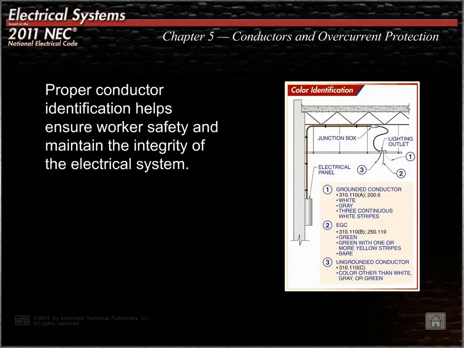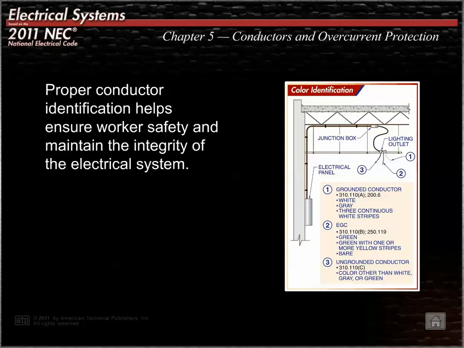The NEC has adopted various color code requirements for many of the conductors used in electrical distribution systems. These requirements ensure proper identification of circuits and conductors, which is critical for the safety of those who are required to maintain the electrical system. Section 310.110 references the applicable color code identification requirements for grounded, equipment grounding, and ungrounded conductors.